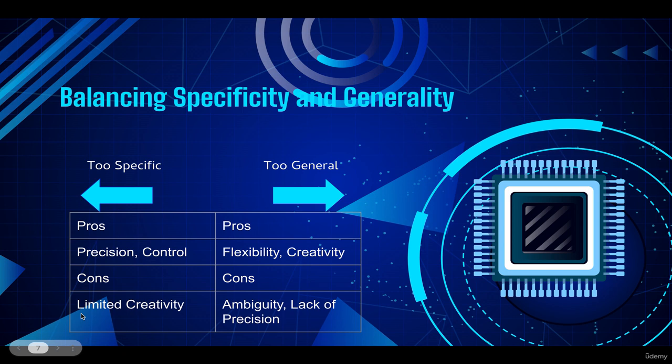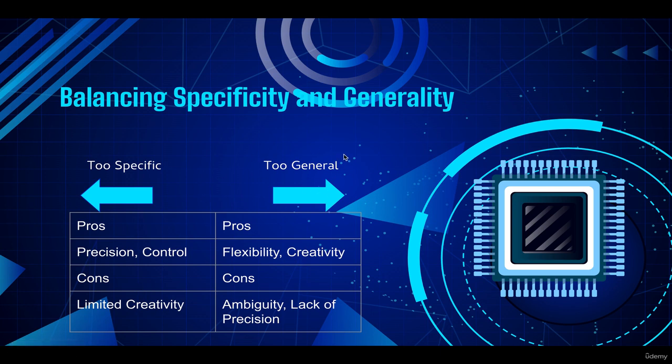So if you have a too specific prompt, it may restrict the model's ability to generate creative or alternative responses beyond the given instructions, right? So if you are expecting ChatGPT to generate creative output, then obviously you don't want to have very specific prompts because you're going to put limitations on the AI creativity in this case.